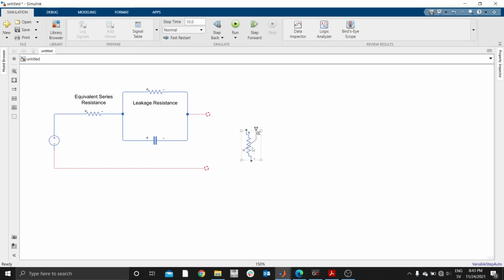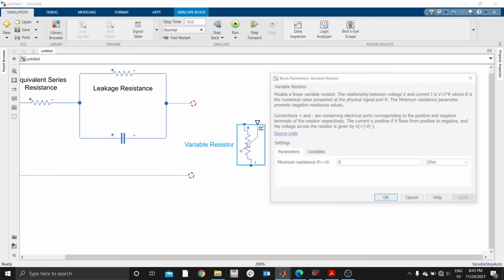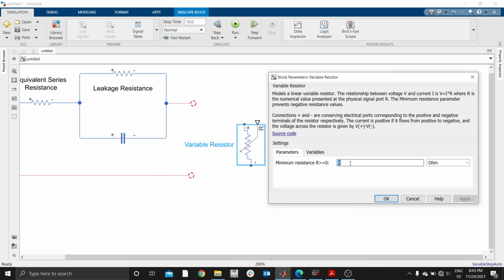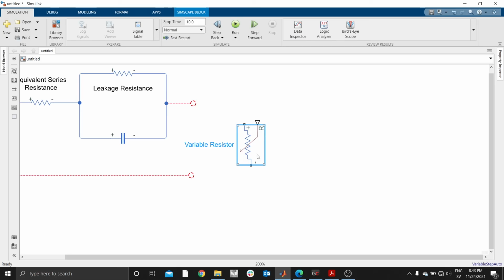What happens here is the value for the variable resistor is usually 0, the minimum value, but we are able to vary the resistor. The reason it is called a variable resistor is that it may start at a certain value, maybe 20, and after 10 seconds the resistor is 50. We can vary this.